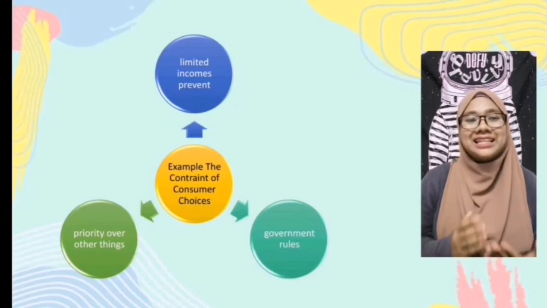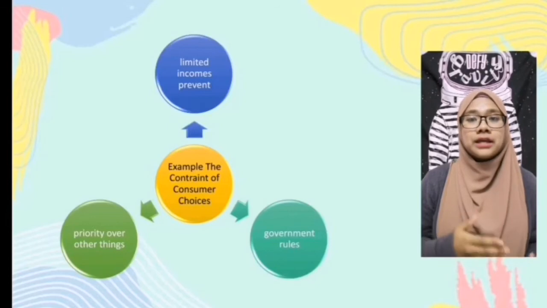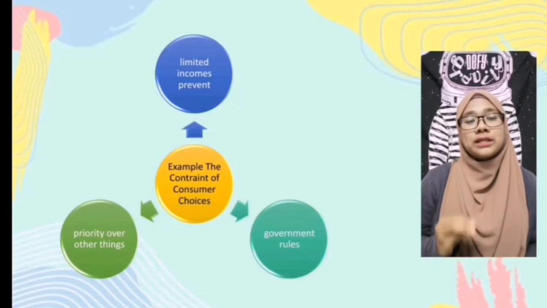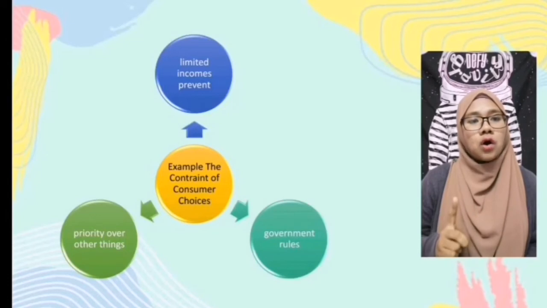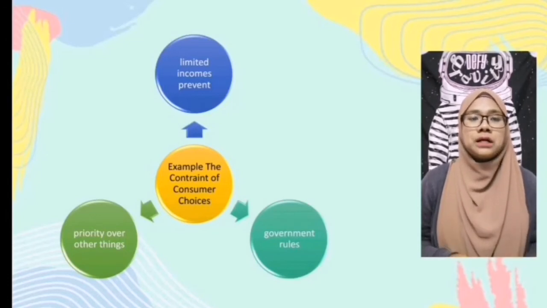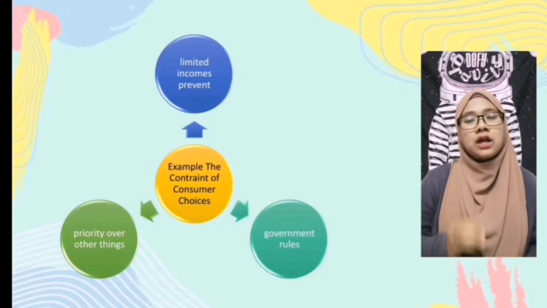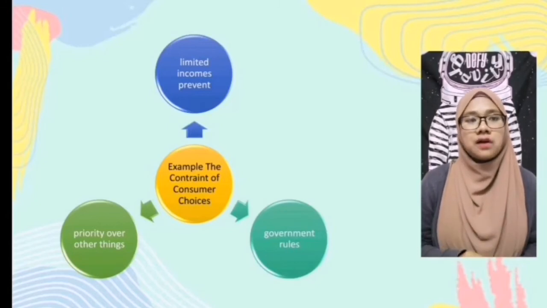First, limited incomes. This prevents them from buying everything that catches their fancy. Second, government rules restrict what they may buy. Young consumers cannot buy alcohol or cigarettes legally. A law prohibits people of all ages from buying crack cocaine and other recreational drugs.